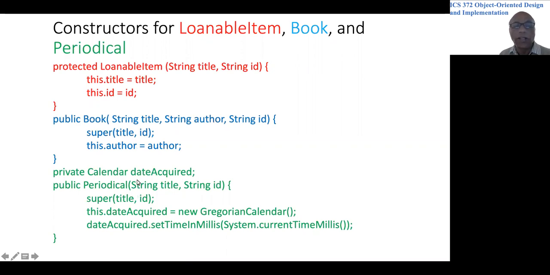The Periodical has the date acquired because new periodicals cannot be checked out, so this needs to be there. Given the title and ID, it passes the two parameters to the superclass constructor, and then stores the current time here. This line is not needed, set time. It is always going to be the current time and date.